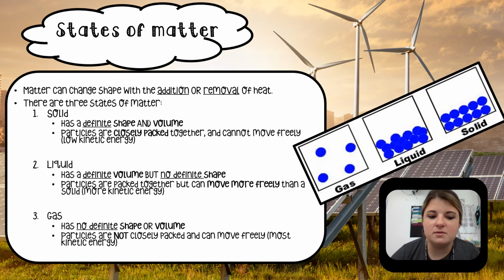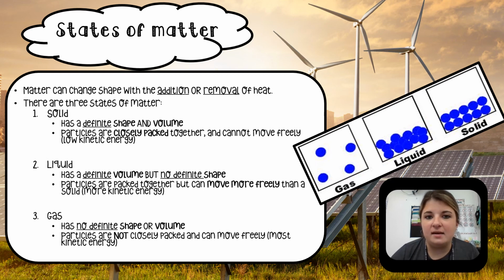So here is kind of a visual of what these look like. The gas particles are spread out quite a bit. The liquid is closer together, and then the solid is jam-packed. So that's kind of what it looks like there. So when you add heat, you are going to go from a solid to a liquid to a gas. So think about when you have an ice cube. When you add heat, it melts to a liquid. If you continue to add heat to that liquid water, it would evaporate and become a gas.